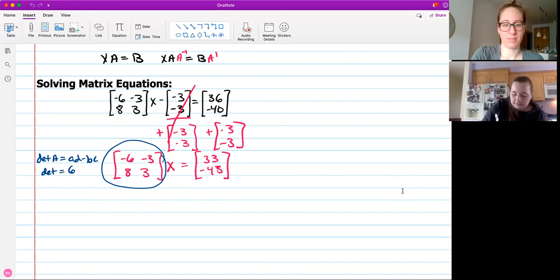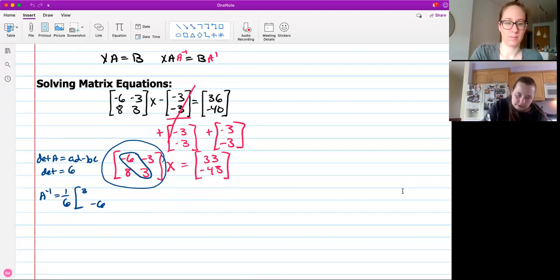So then remember that for our inverse matrix, we have 1/6, and then on this line, we are gonna swap the two numbers. So we have 3 and -6, and then on this other diagonal, we're gonna just change their signs. So we end up with -8 and 3. And then we're gonna multiply out by our scalar, and we're left with 1/2, 1/2, -4/3, and -1.